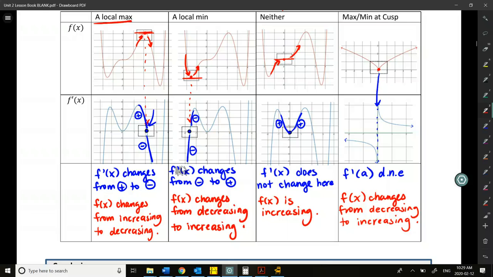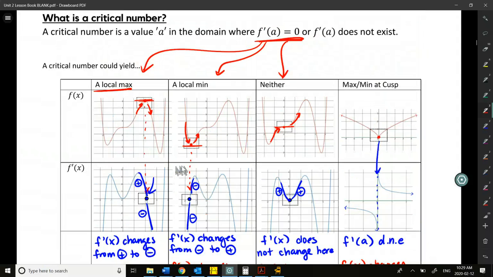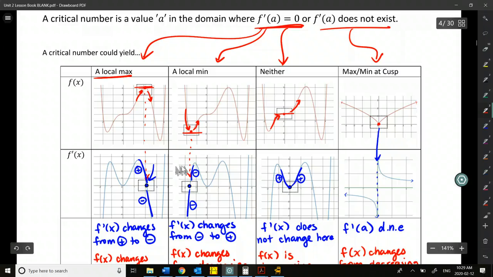So we always need to look at what's happening where the first derivative is equal to 0, but also where it does not exist, because that could also produce some kind of maximum or minimum. Okay, so f prime at a does not exist. That would be an example.